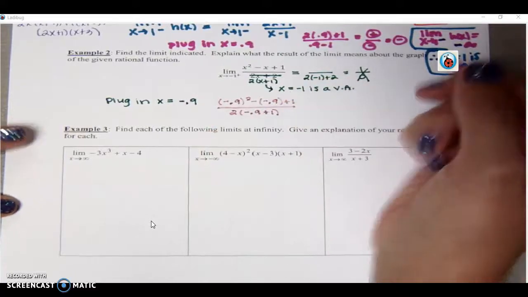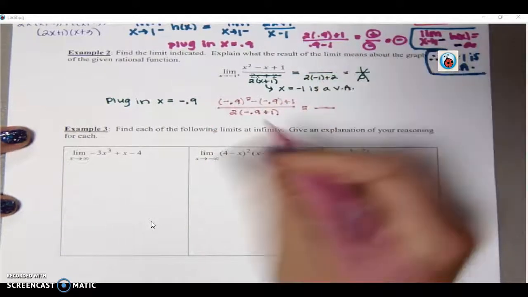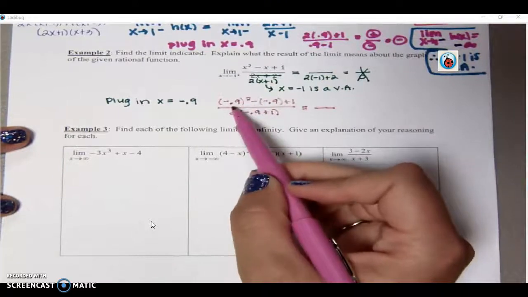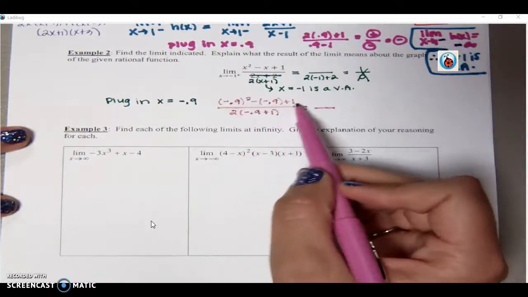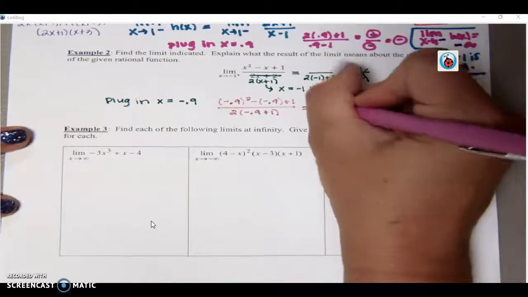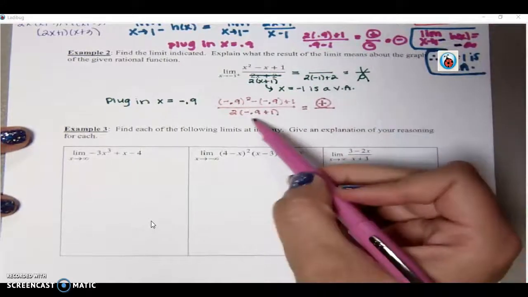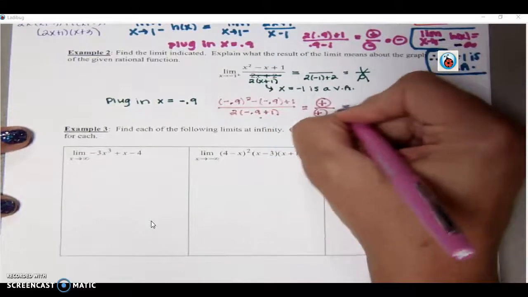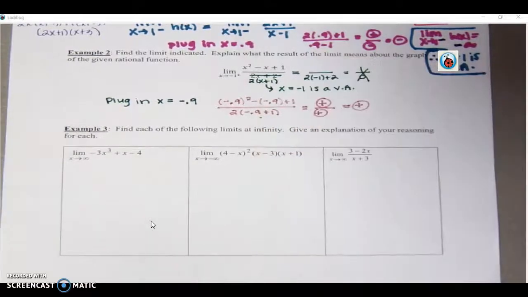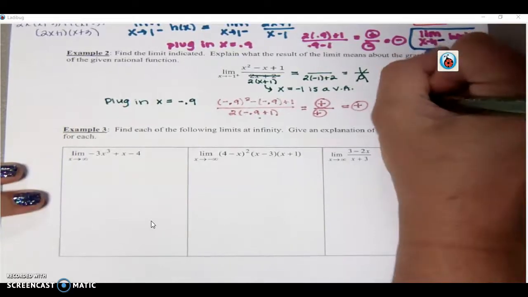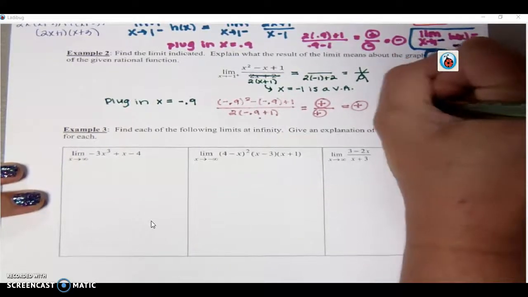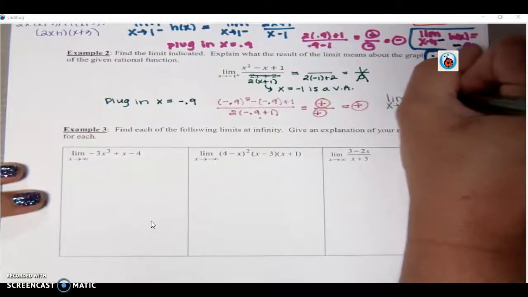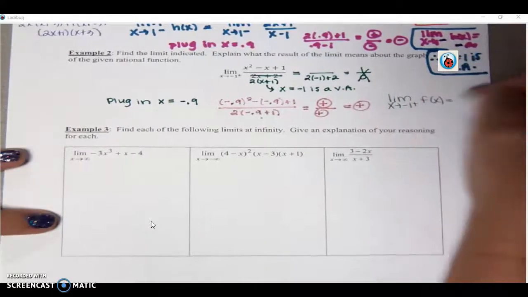And then all we care about is if this is positive or negative. So this -0.9 squared will be positive. This will turn into positive, and this will be positive. So all of these are positive. And then in the denominator, this will be positive times a positive 2, so this will be positive. So this is going to be positive. So that means that the limit as x approaches -1 from the right here is positive infinity.